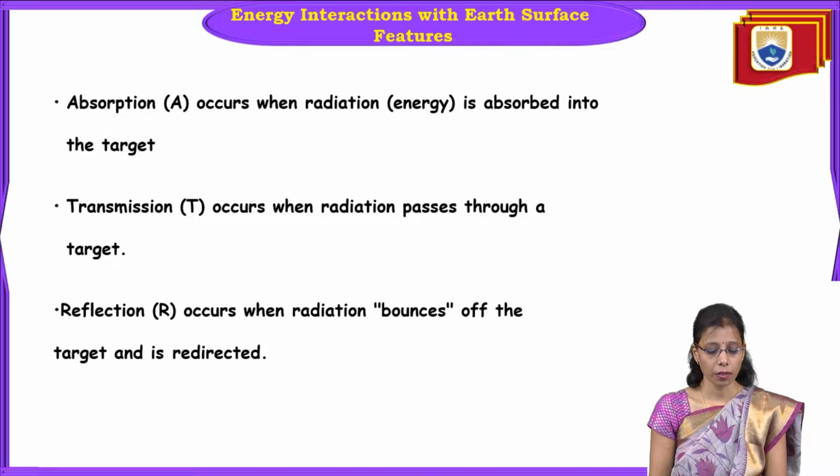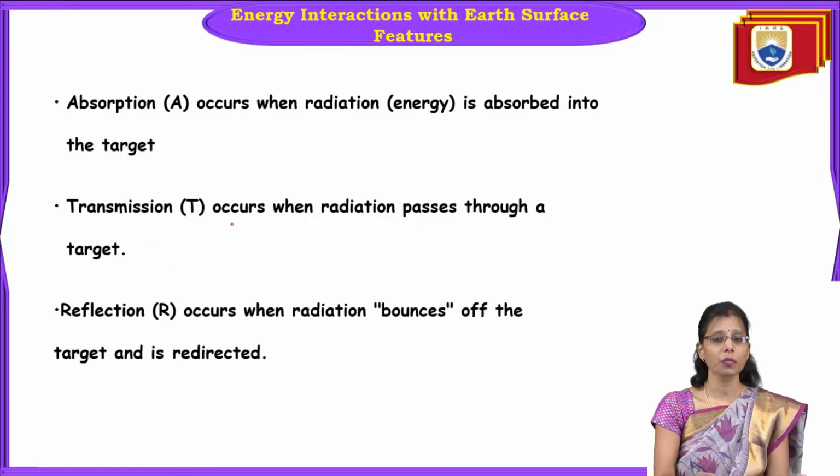So absorption, what is absorption? Absorption occurs when radiation is absorbed into the target. It takes place when there is a water body present, or suspended solids, or water content in the soil, or more water present in the vegetation. The energy will be absorbed in these kinds of features, or in very smooth features, or black bodies. They will absorb the heat and the radiation. These things happen when these kinds of features are present on the earth surface.